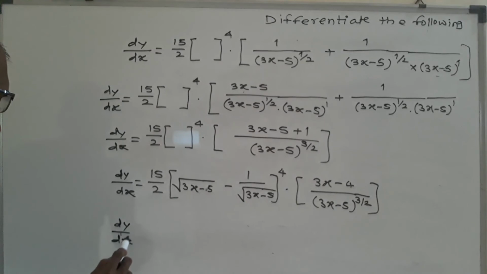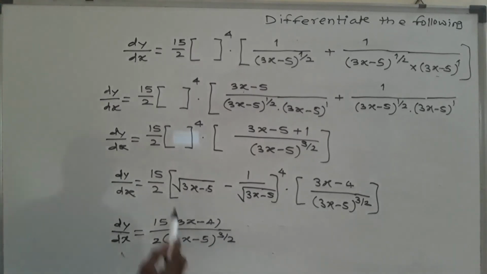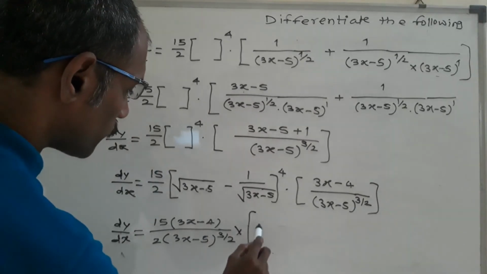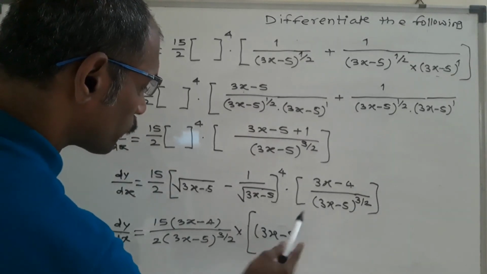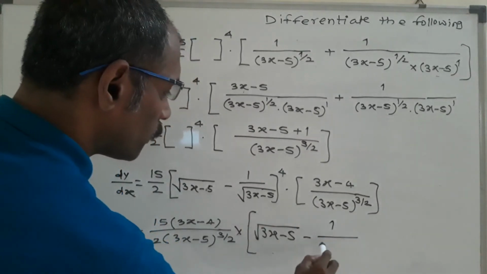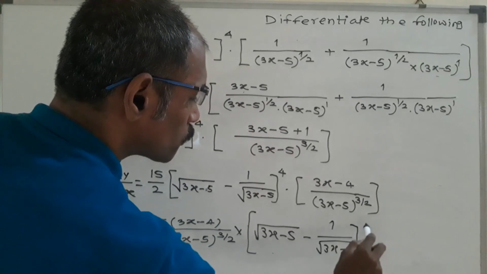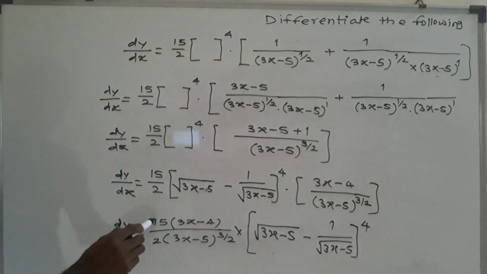dy upon dx is equal to 15 into (3x minus 4) upon 2 in bracket (3x minus 5) raised to 3 upon 2 into this bracket, square root of (3x minus 5) minus 1 upon square root of (3x minus 5) bracket raised to 4. This is your final answer.